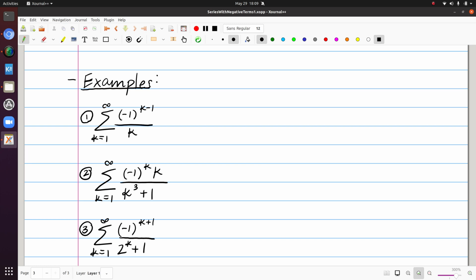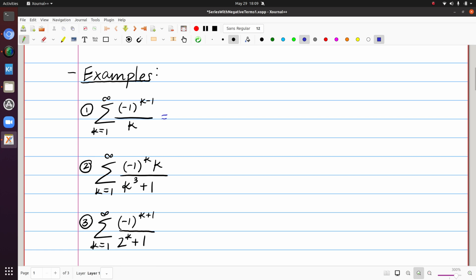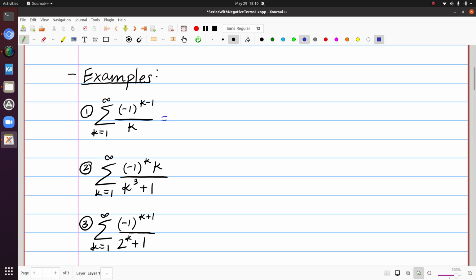So in this first case, I have a -1 raised to the k minus 1. If I were to write out the terms of this sum, when k is 1, this would be positive 1 over 1. And then we would have minus 1/2 plus 1/3 minus 1/4 and so on. And so we can certainly see that the sign is alternating every other term.